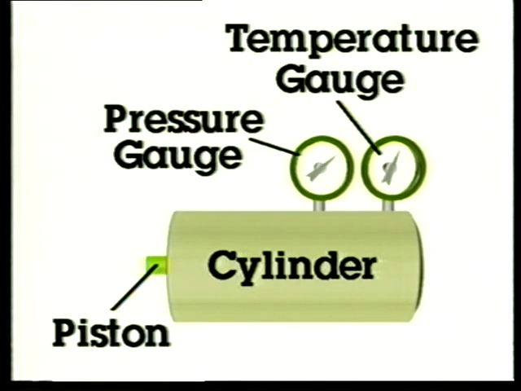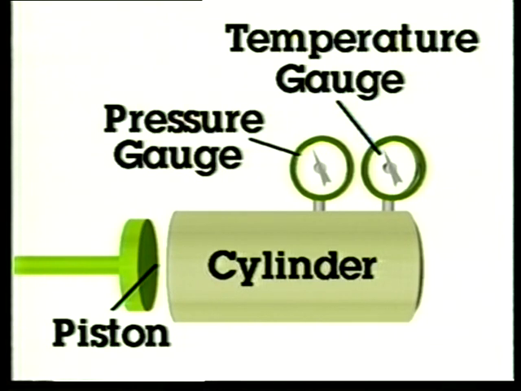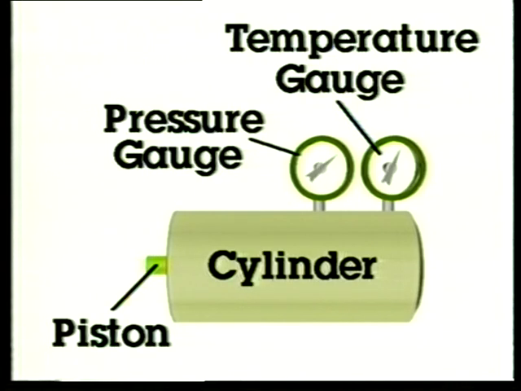If you enclose a medium, air or a refrigerant for example, in a cylinder and compress it with a piston, the pressure and temperature gauges would both go up. This would prove that when you pressurize the medium, its temperature increases. When you reduce pressure on a medium, air or refrigerant, its temperature decreases.